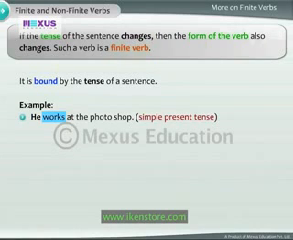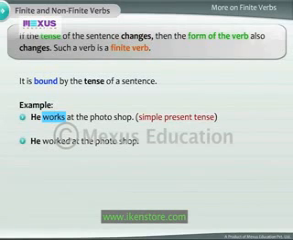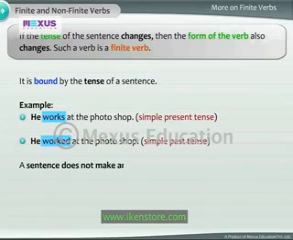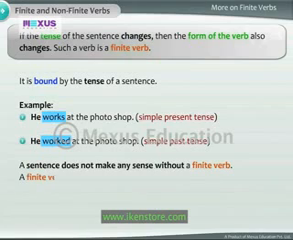Now, look at the next sentence. He worked at the photo shop. This sentence is in the simple past tense. As a result, the finite verb changes from works to worked. It agrees with both the subject he and the tense of the sentence. A sentence does not make any sense without a finite verb. A finite verb gives meaning to a sentence.